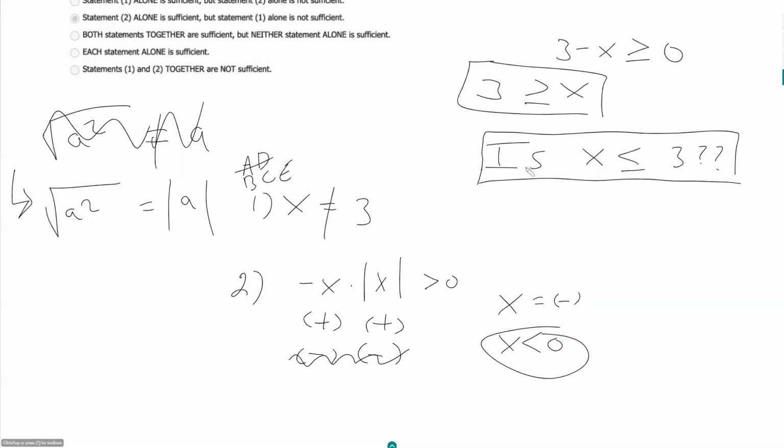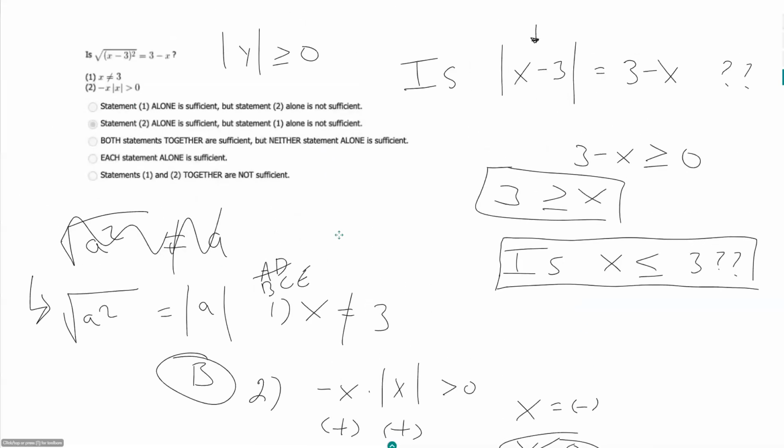So then we got to answer our question. Is x less than or equal to 3? Well, if x is less than 0, it's definitely going to be less than or equal to 3. So this second statement is actually sufficient. And B is the answer to our question.